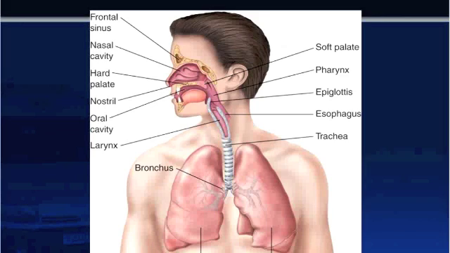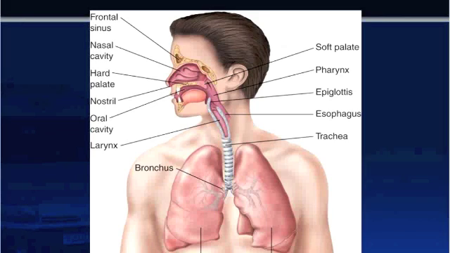Then we have our oropharynx. The oropharynx is the middle part of the throat. It opens into the mouth and serves as a passageway for both food and air. It is separated from the nasopharynx by the soft palate. And the uvula is the small piece of tissue that looks like a mini punching bag that's just hanging down in the back of your throat.